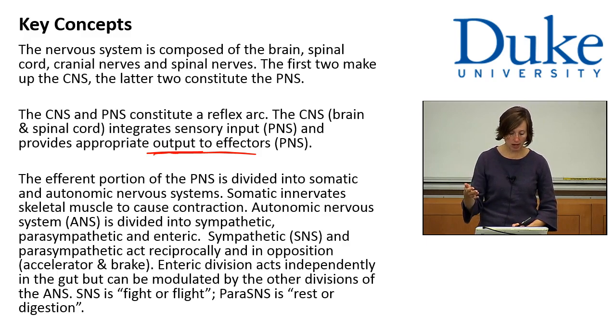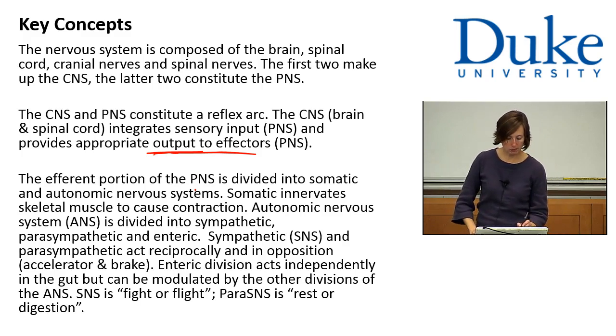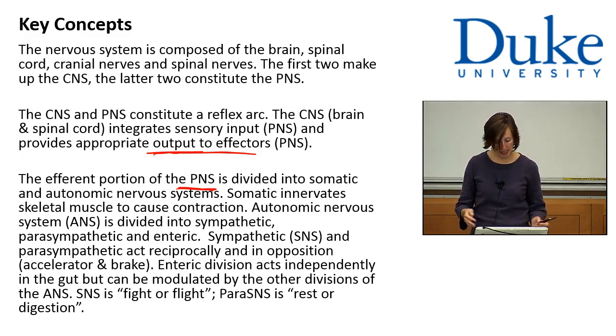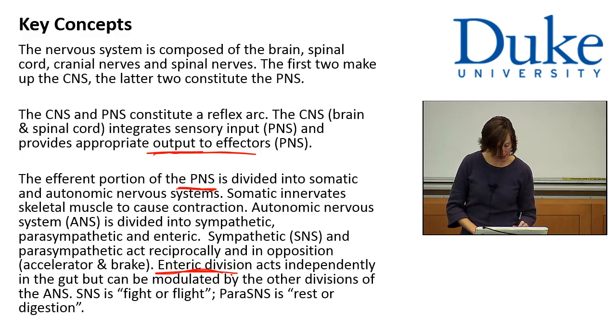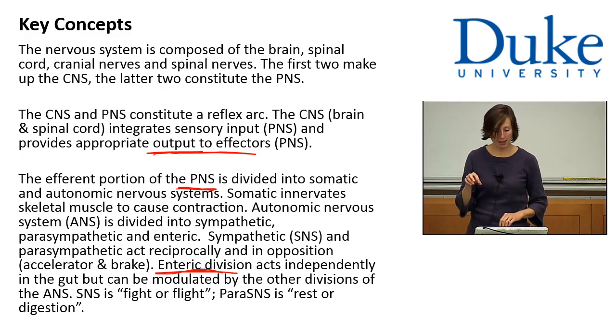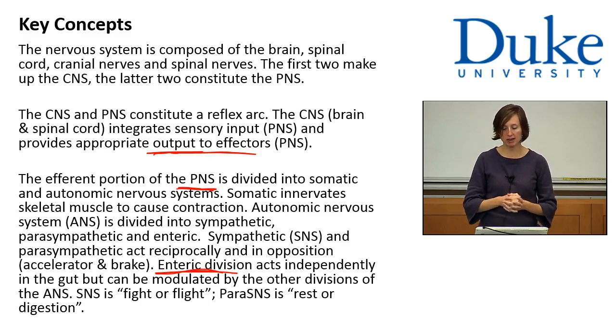And then we talked about how we've got many different efferent portions of the peripheral nervous system: somatic, for skeletal muscle, and autonomic for the other organs, where we're going to have sympathetic and parasympathetic acting reciprocally and in opposition, and that the enteric division is going to be in the gut, and it can be modulated by, more specifically, the parasympathetic nervous system, or usually the parasympathetic nervous system.